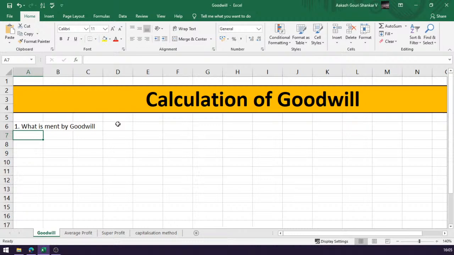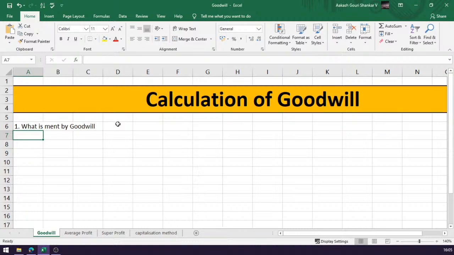Okay, let me tell you, goodwill is nothing but the reputation of a business which is calculated in terms of monetary values. So goodwill is nothing but the reputation of a business organization which is calculated in terms of monetary values.